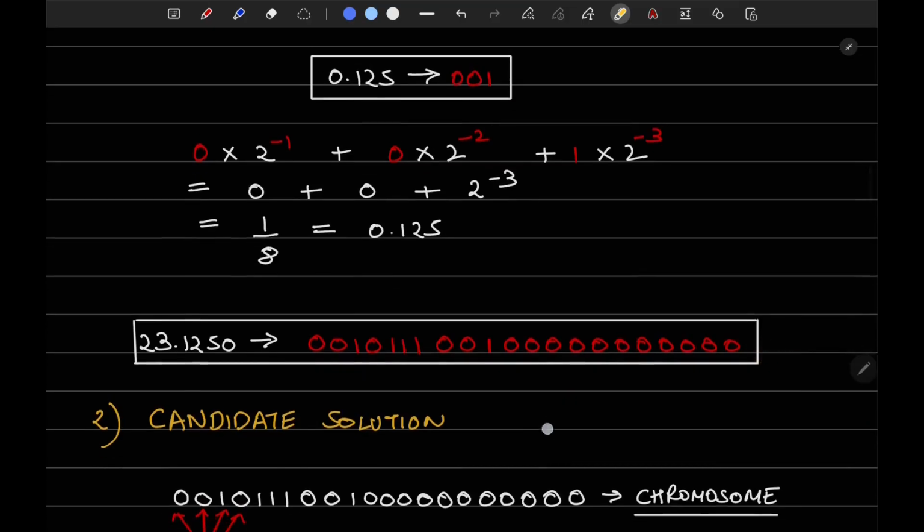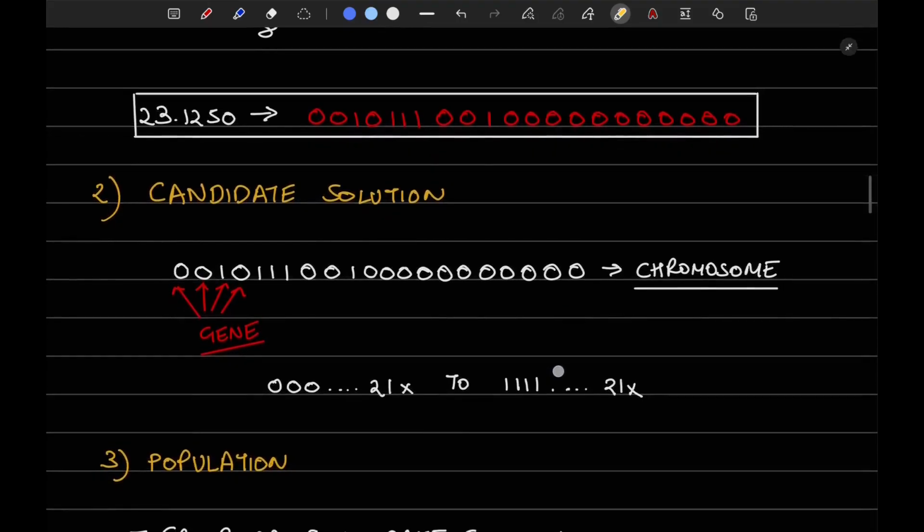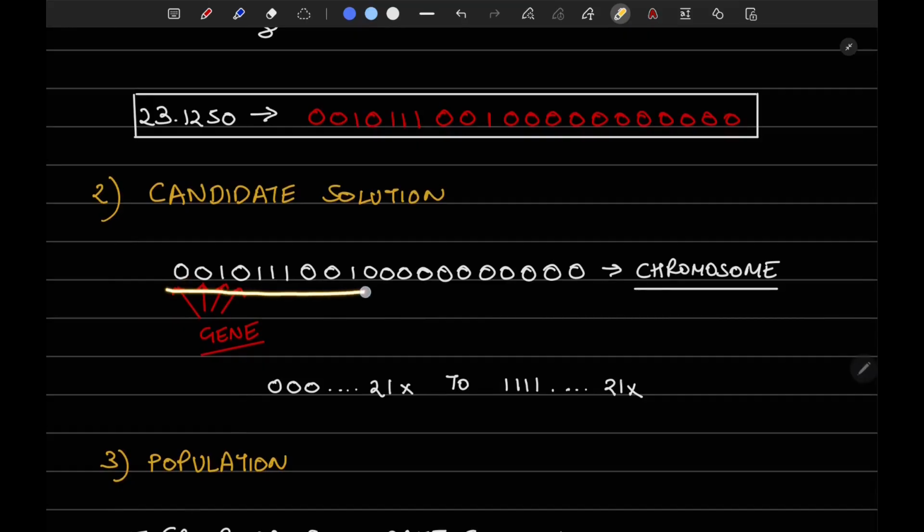Moving on to candidate solution. Now once we have finalized on encoding, each encoded solution to a problem is known as a candidate solution or a chromosome. Each candidate represents a possible answer to the problem that we're trying to solve.